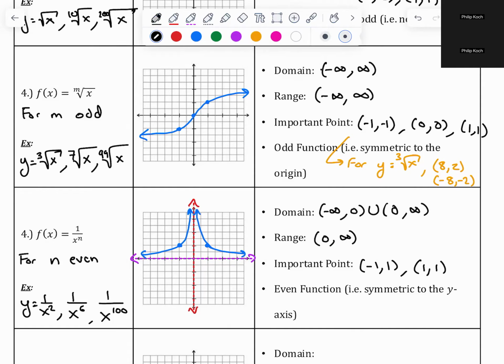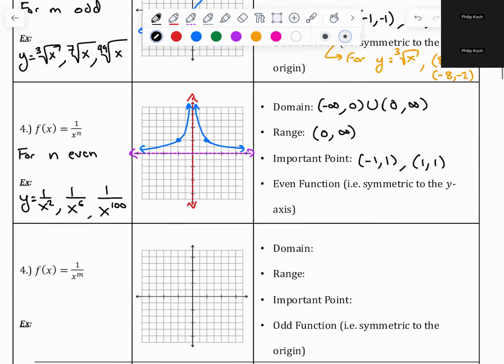We won't see too much of the last two here, but the cube root, the square root, the x squared, and x cubed, those will definitely show up a lot. Then the last one, as you would imagine, is going to be for m odd.